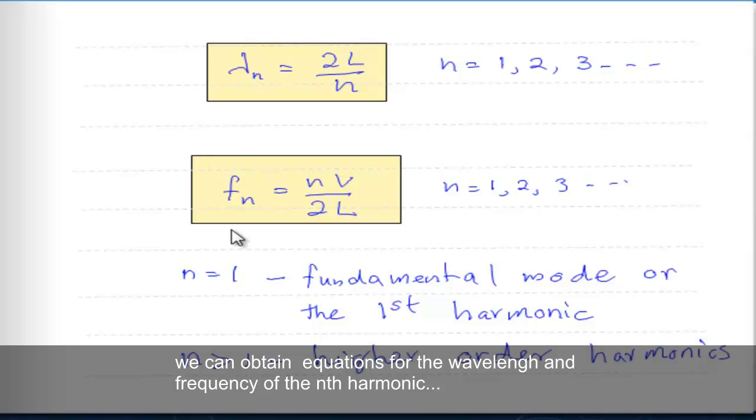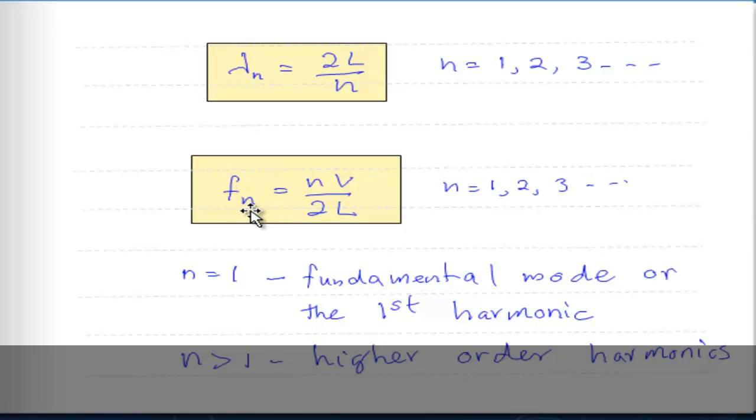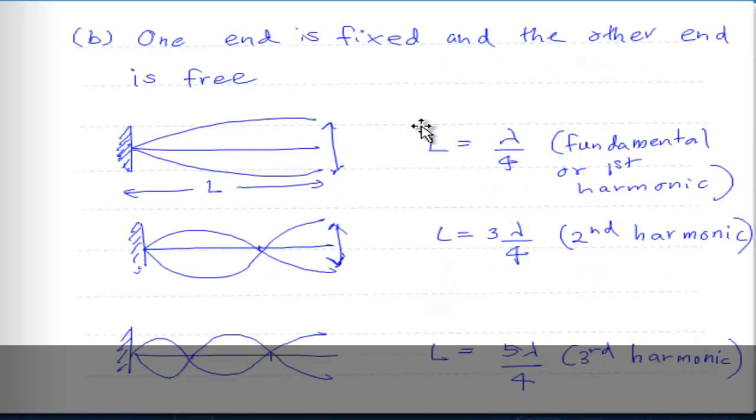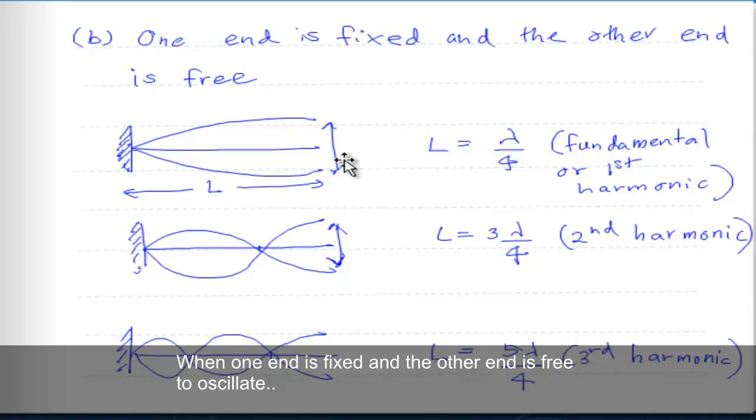Then we can also obtain an equation for the frequency, because frequency is equal to the velocity divided by the wavelength. So the frequency of the nth harmonic is nv over 2L. And n could be 1, 2, 3, and so on. The other possibility is one end is fixed and the other end is free to oscillate. So in this situation, the end that is free to oscillate is always an antinode. But the fixed end is always a node.